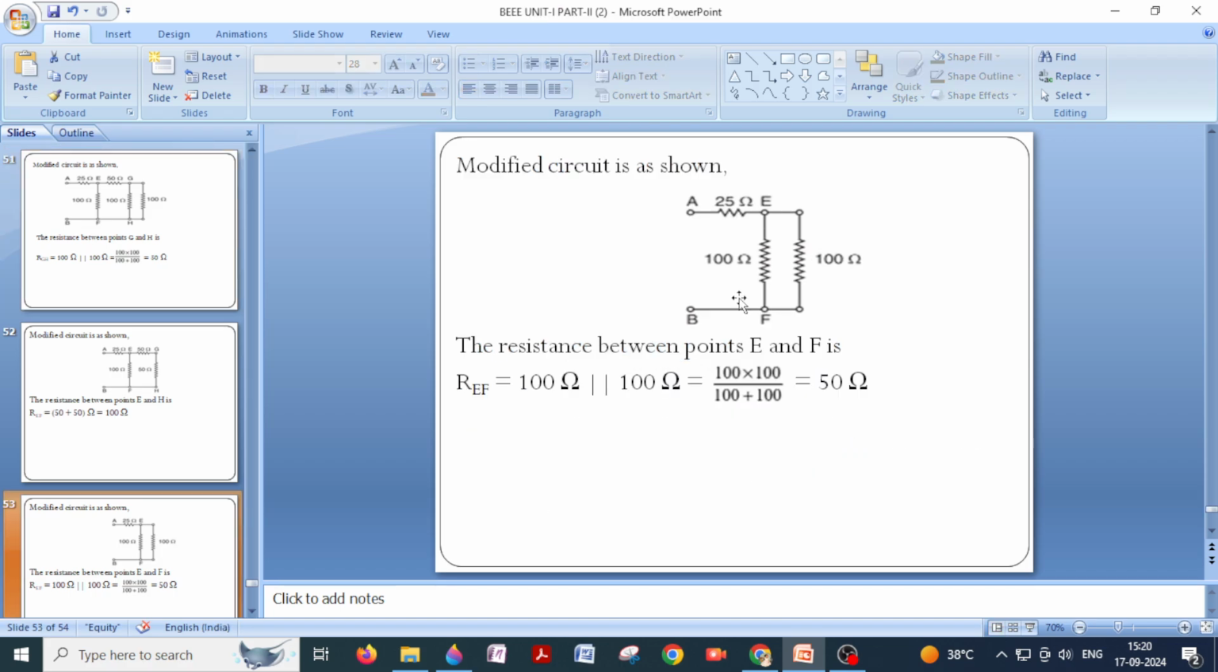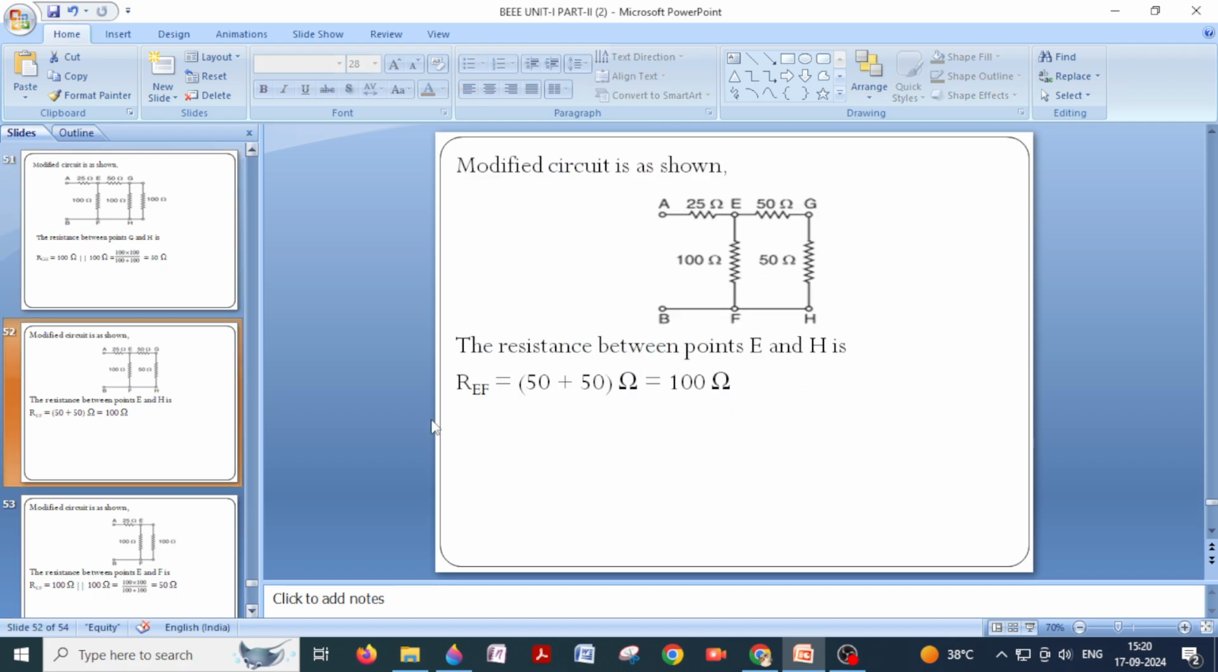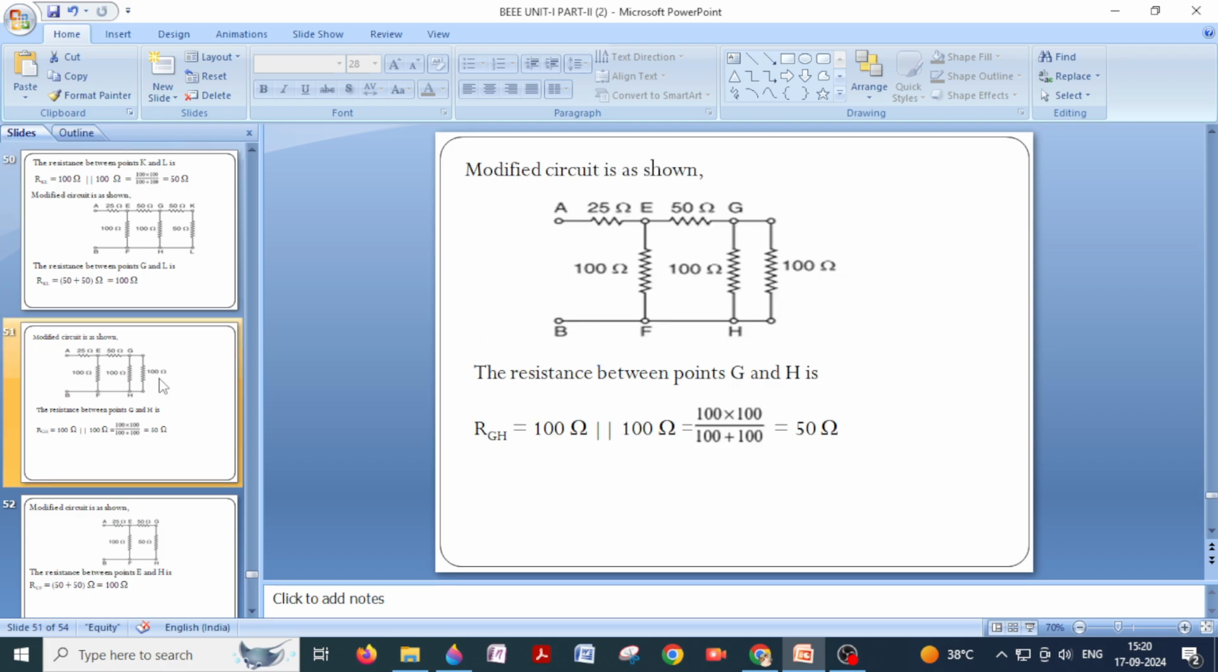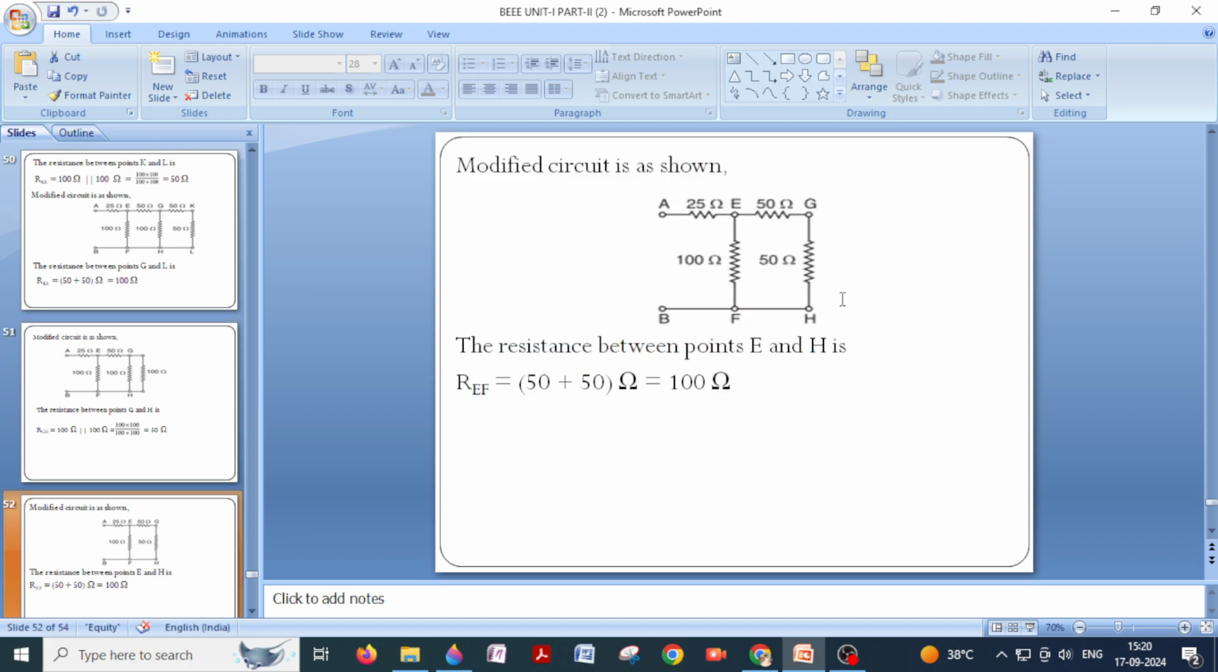So our modified diagram is this. So resistance between G and H is 50 ohms.